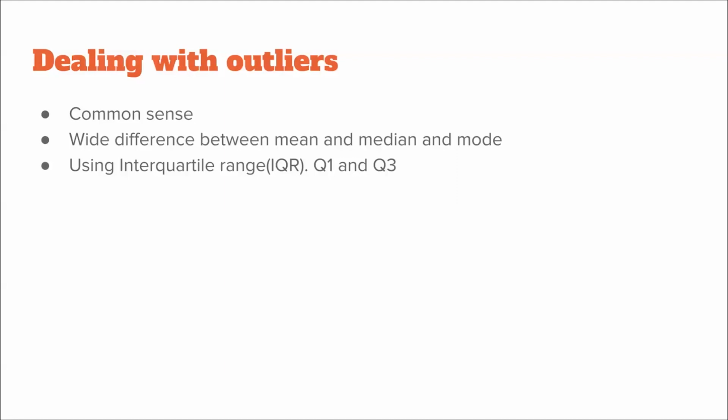Especially if the mean and the median are far from one another, like if the median result is like 70 and the mean is like 1000, then there must be something wrong with the distribution of the data. That means the data is either skewed to the right or to the left. So that's one of the things.